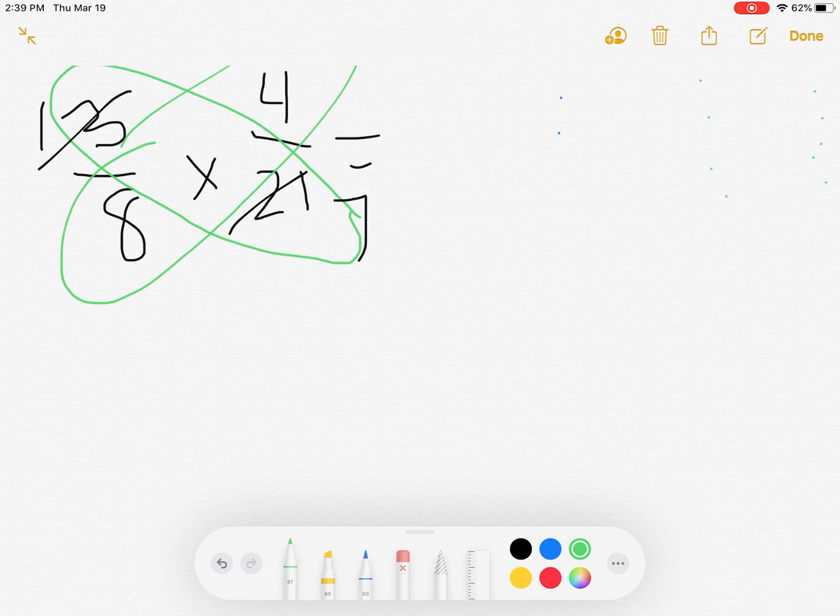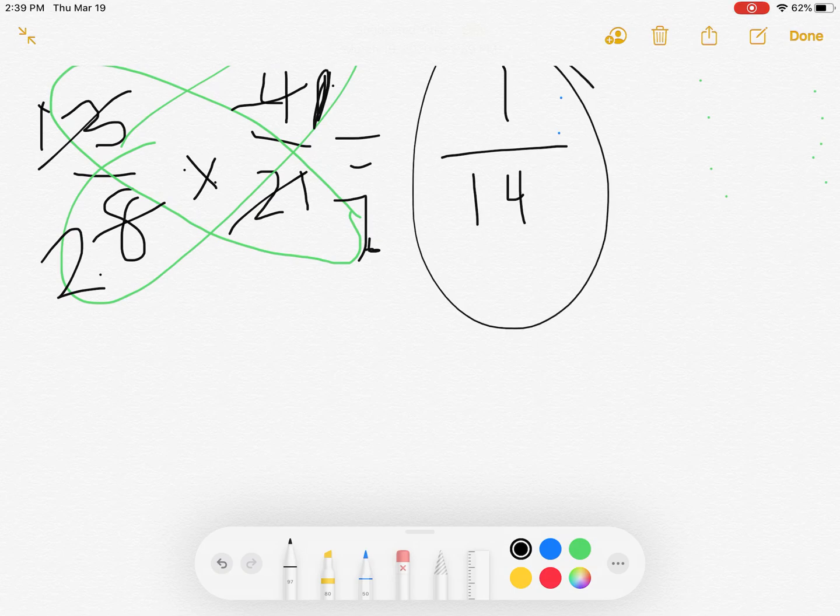Now I'm going to take a look at these diagonals. 4 and 8, do they have a common factor? Yes, they do. Their greatest common factor is 4, which means I can divide both of these by 4. When I do that, I end up with a 1 here and a 2 here. So now I have 1 times 1 in my numerator, which is 1, 2 times 7, and that gives me 14. Okay, so I do challenge you today as you're practicing, look at the cross canceling. It makes your life a little bit easier, so don't be afraid to try that, okay?